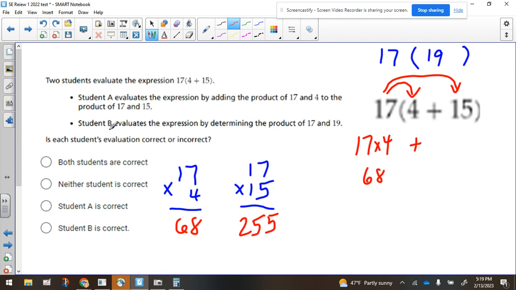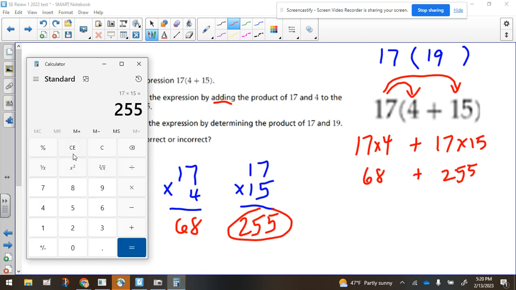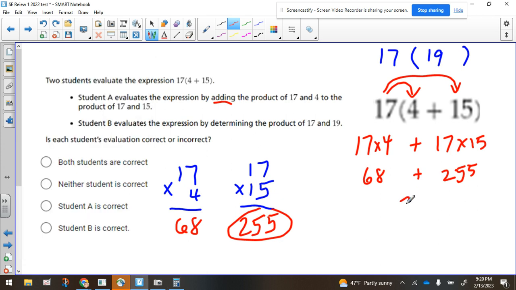Because it says adding the products together, right? So this product would be 17 times 4, and this product is 17 times 15, which we got right here, 255. Now, if I add those two numbers together, let's do it on the calculator to speed things up. We have 68, and we're adding to it 255. And what do we get? We get 323.